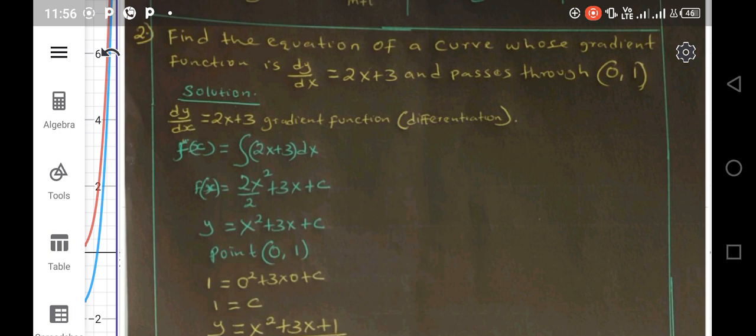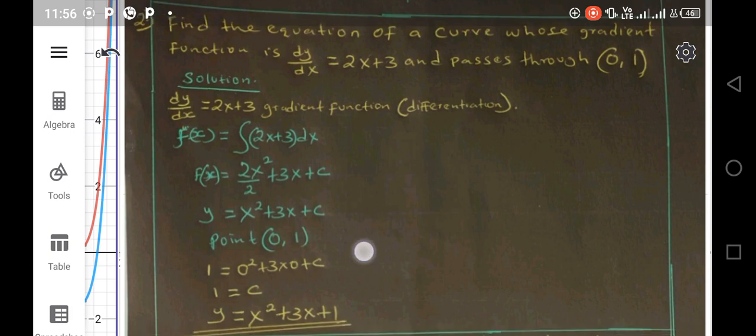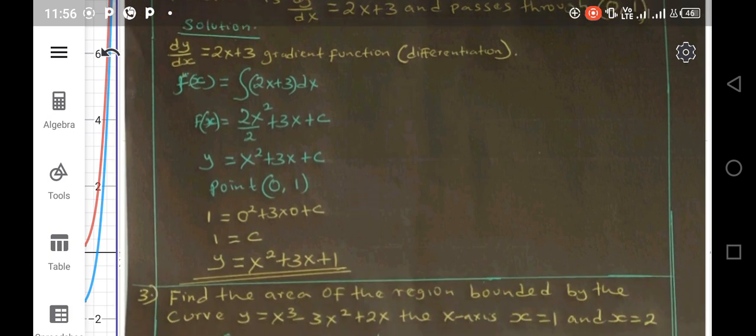Because the curve is going to pass through that point, we have integrated that function to find the original function to be plotted. Now, at that particular point, the 1 is the y-intercept, which is going to be that of c. 1 is equal to 0 squared, because the value of x now is 0, plus 3 times 0 plus c. You can say that 1 is equal to c. Thereby, the equation that we need to plot on our graph is going to be y is equal to x squared plus 3x plus 1.